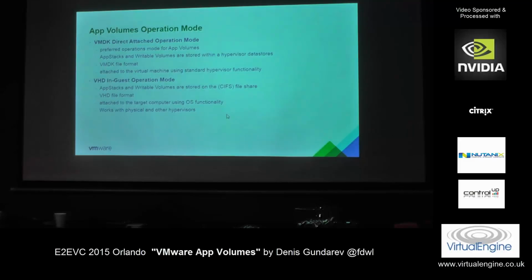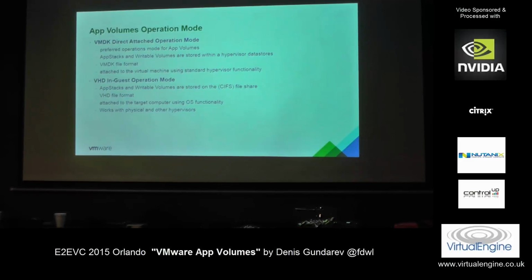So VMDK direct attach mode is pretty simple. Every application is stored in a separate VMDK file. It is stored on your VMware data store, and when we talk about IOPS and optimizing IOPS, we're actually talking about you having, I don't know, Atlantis, Nutanix, any kind of storage. vSAN, anything that you like, anything that works well for your environment and optimizing your data store, we can use it.